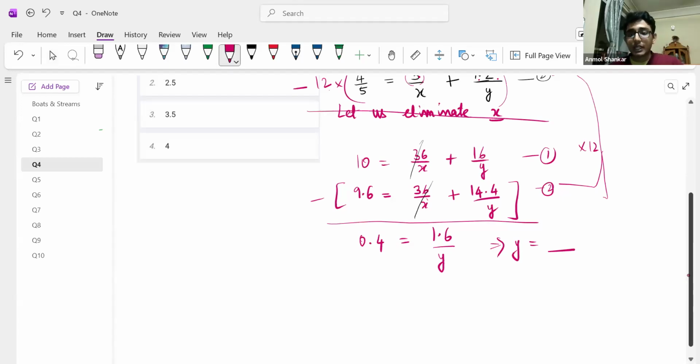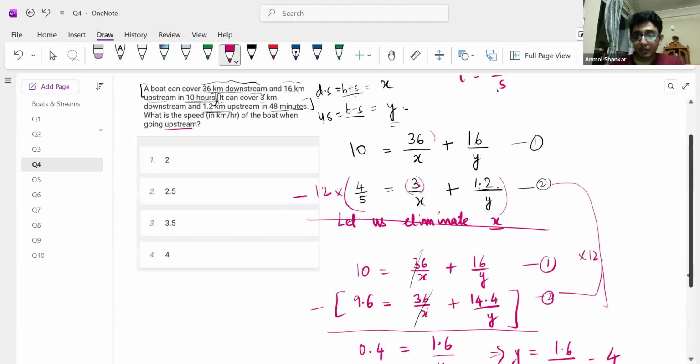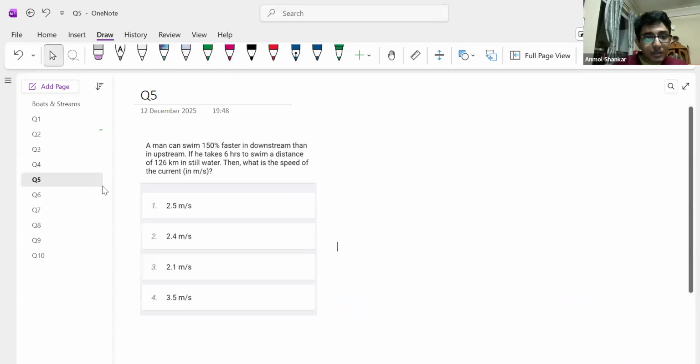So here we get y is equal to 1.6 divided by 0.4, which is 4. In units, y is speed, so 4 kilometer per hour. So 4 is the answer. Correct. Good, let us go to the next question.